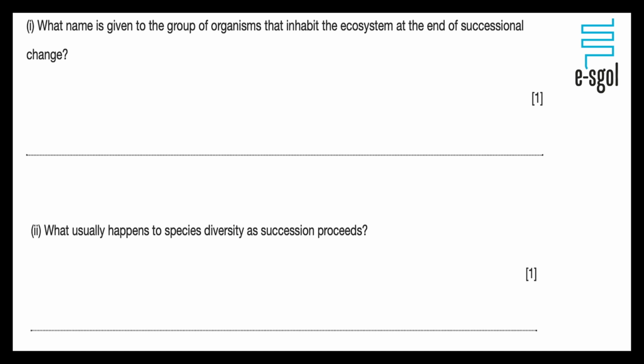These 2 questions are 1 mark questions. The first one asks us what name is given to the group of organisms that inhabit the ecosystem at the end of successional change. And this is called the climax community. And secondly, what usually happens to species diversity as succession proceeds? And the answer is increases.